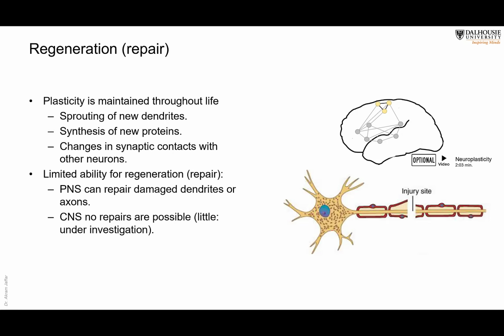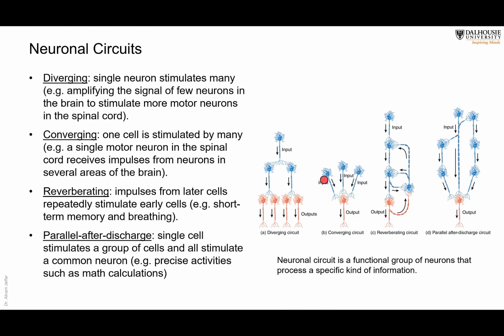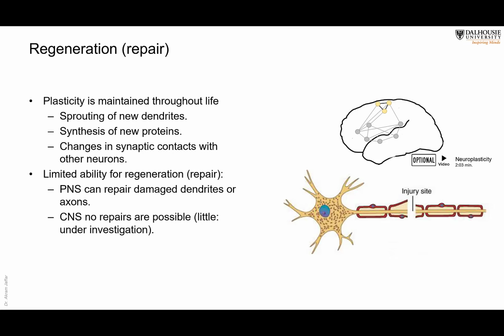Some of these circuits are like the computer circuits that they are now designing for artificial intelligence. So this is actually what we have in our body. This is a converging circuit, multiple neurons affecting one, or this is a diverging circuit. One neuron is being amplified because it affects two, and then the two affect four. So there is amplification, or there is reverberating. The last neuron will stimulate the first neuron to produce more impulses, and so on. So these are the types of neuronal circuit: diverging, converging, reverberating, and parallel after discharge.